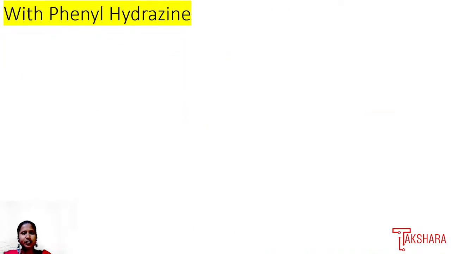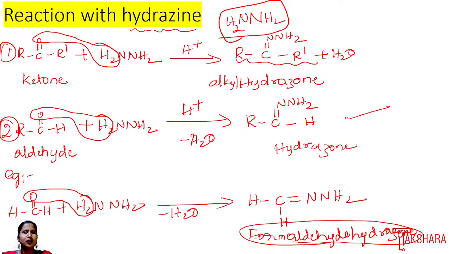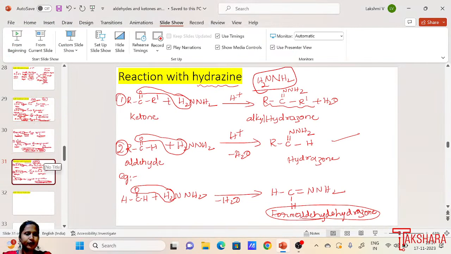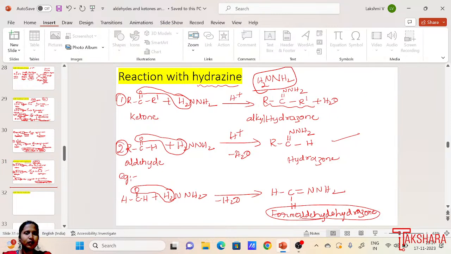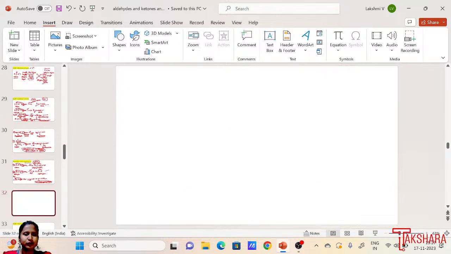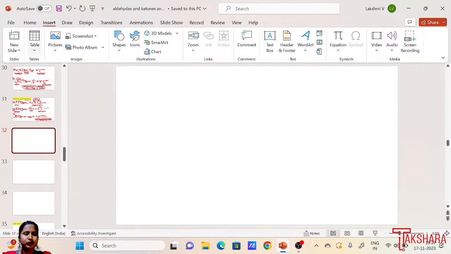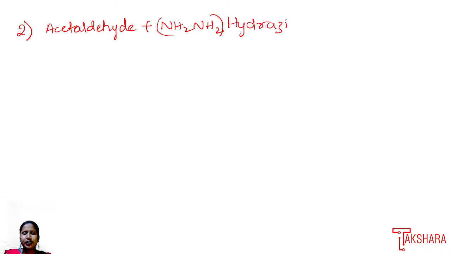So let us take the next reaction. We will consider the next reaction. We'll consider a few more examples for this. Yes, so we'll take a second example for the reaction with hydrazine. Okay, so as the second example I will take acetaldehyde with NH2NH2. NH2NH2 is what? Hydrazine. So if the reaction happens with hydrazine, let us see what product comes.